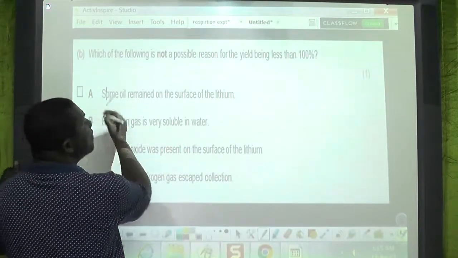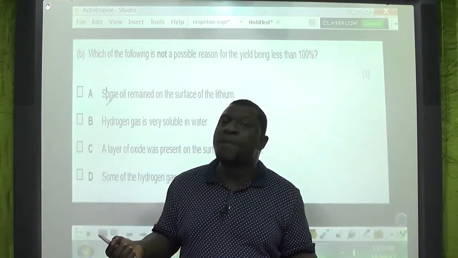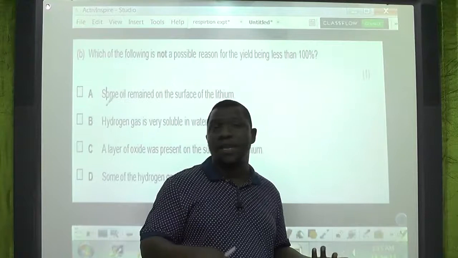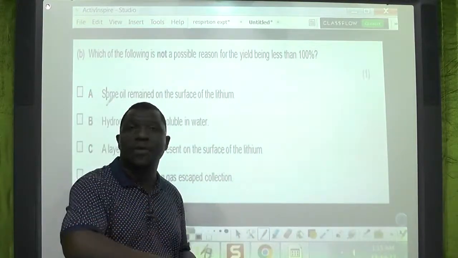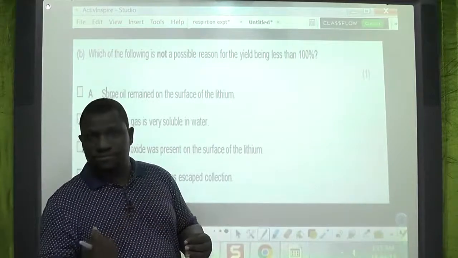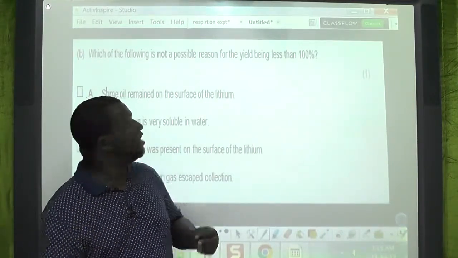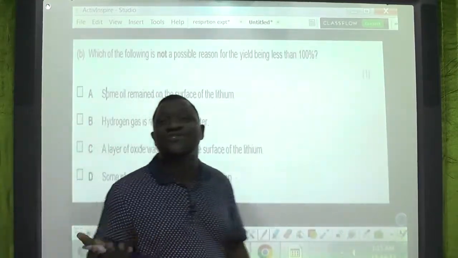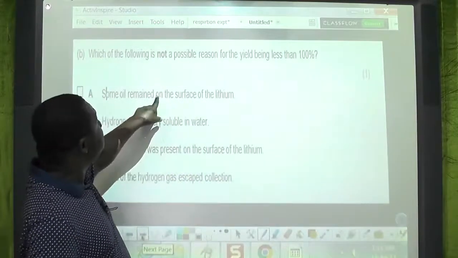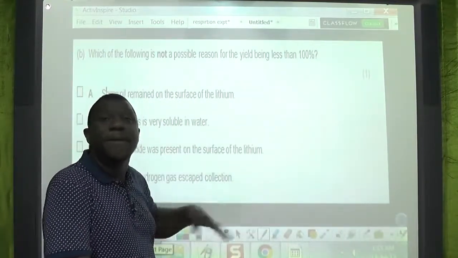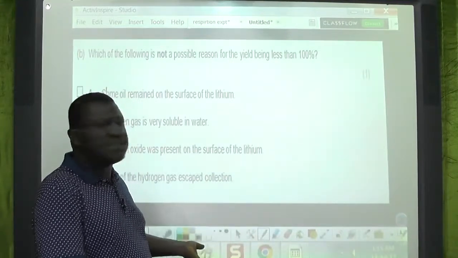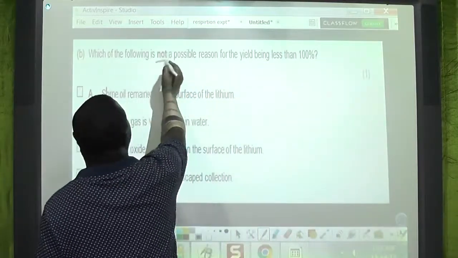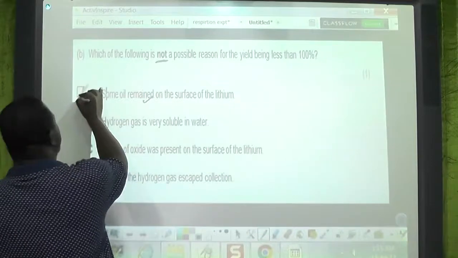Some oil remains on the surface of the lithium. Don't forget that lithium is a group 1 metal. It's highly reactive. You cannot just keep it in any bottle. You have to keep it under oil or grease, so that when you bring it out, you need to quickly transfer it into what you are reacting it with, which is water. But don't forget, oil does not dissolve in water. So some oil may be on the surface of the lithium and that part of the lithium may not react. So this will reduce your percentage yield. So this is a possible reason, so it cannot be our answer.